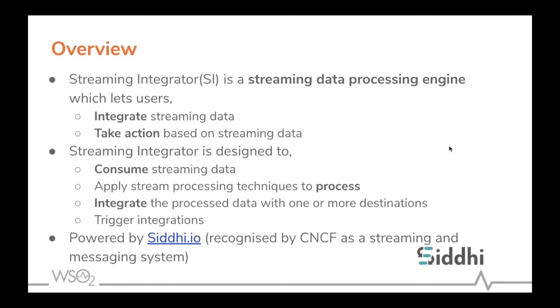In order to achieve these two broad functionalities, the Streaming Integrator is designed to consume streaming data, that is, large volumes of streaming data flowing at high velocities, so it can withstand the mega nature of these streams. It also has the capability to apply stream processing techniques to process such streams upon receiving. After receiving the data and once the processing is done, the result can be integrated with one or more destinations, or you can trigger complex integrations with WSO2 Streaming Integrator.